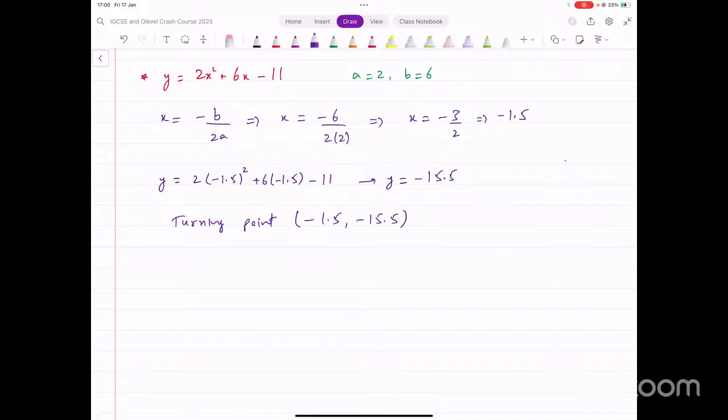Or if you wanted to write this in fractions, this would be minus 3 over 2 and minus 31 over 2. You can write it both ways since in this case, the decimal is an exact decimal. It's not a recurring decimal. It's okay to write this as a decimal as well. And that is acceptable. That's the turning point of this function. Okay. So x equals minus b over 2a. This is going to come in really handy when you're finding the turning points.